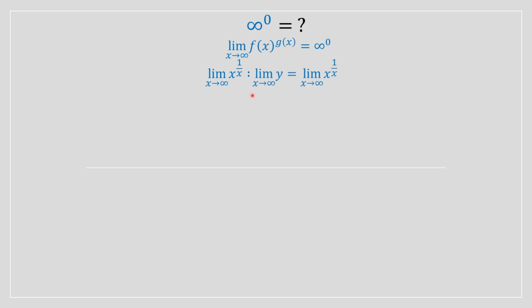Right, so let's solve this limit. We've got two sides of this limit. We've got the y side and we've got the right hand side. The left hand side is the limit as x approaches infinity of y, which is equal to the right hand side, the limit as x approaches infinity of x to the power of 1 divided by x. We basically apply the limit on both sides of this equation. We are going to start solving on the right hand side.